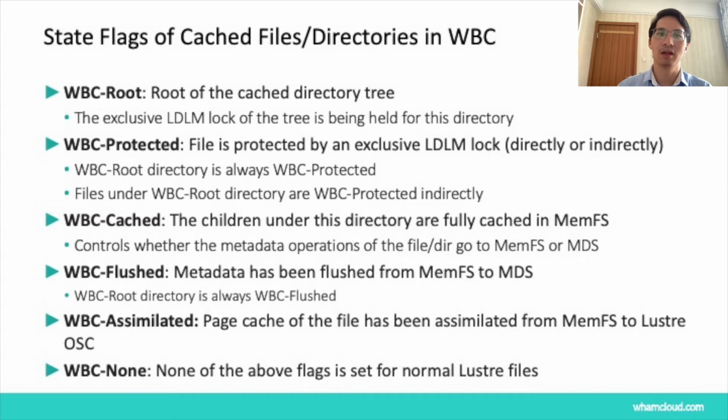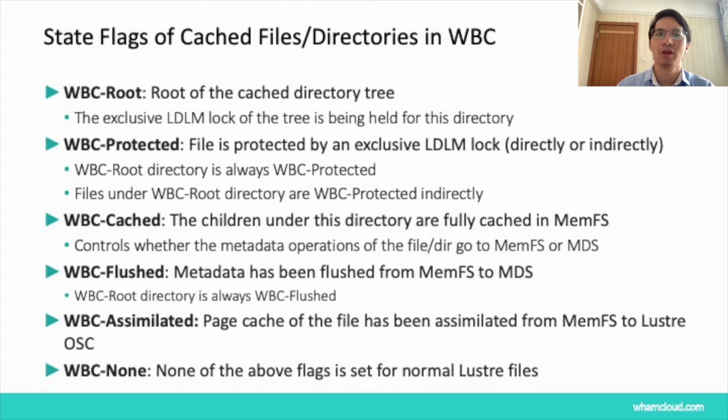The first one is WBC root, which means the directory is the root of the cache tree. For WBC root, an exclusive LDLM lock will be acquired to protect the whole tree. And WBC protected is a flag that means the file or directory is under the protection of an exclusive LDLM lock, either directly or indirectly. WBC cached is a flag that shows whether the directory and its children are fully cached in MFS. If the flag is set, all the metadata operations go to MFS. If not, the metadata operations need to go to MDS.